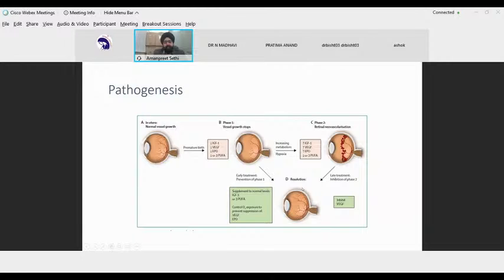That is why in phase 2 of ROP, we do laser therapy to decrease this stimulatory effect of vascular endothelial growth factor. Next slide, please.